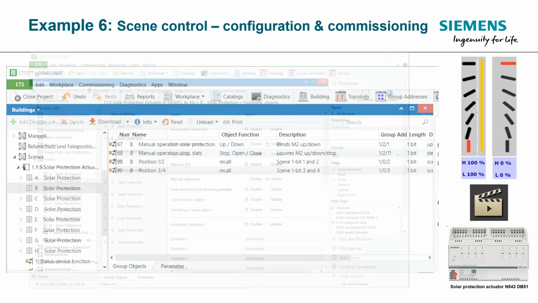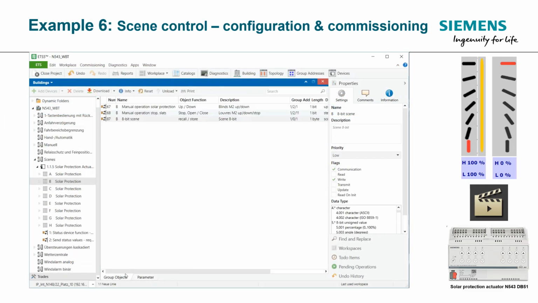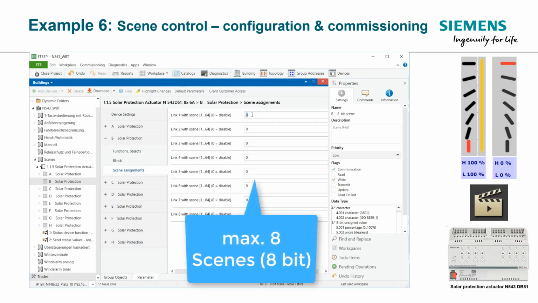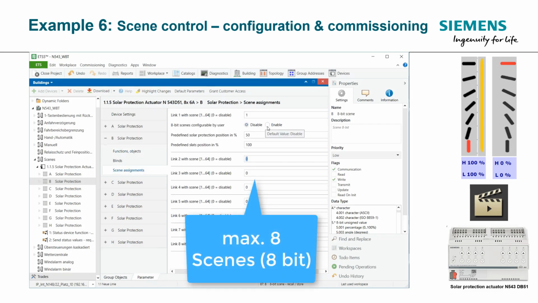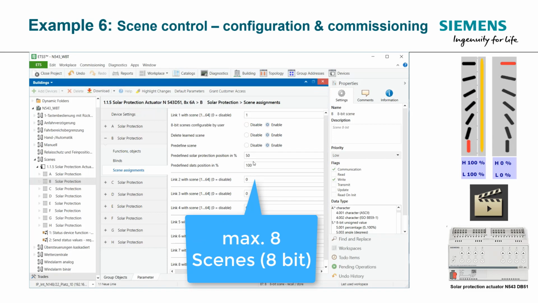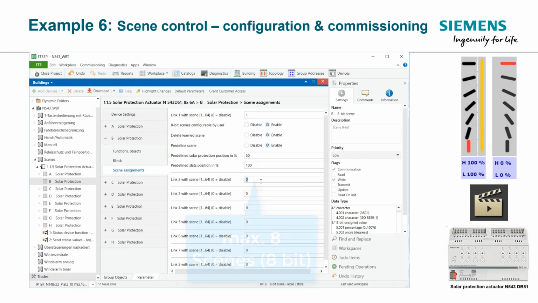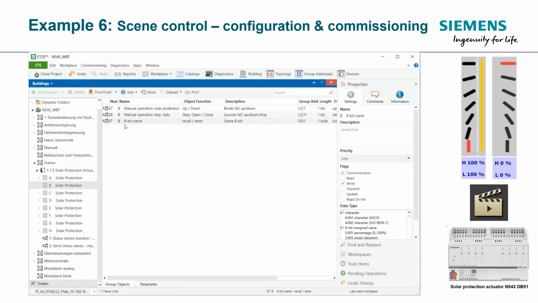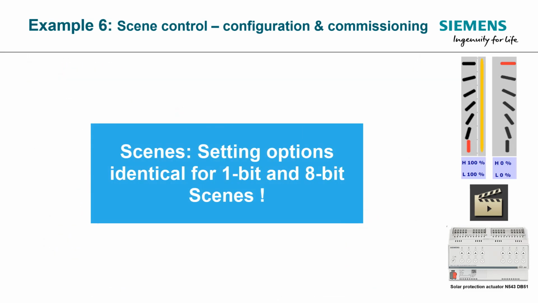For the 8-bit scenes, there can be up to 8 different channels, which can be freely defined in the range from 1 to 64. Since 1 object per channel is also created here, they can also be used independently or grouped via the same group address. Both scene types have several setting options in common. Therefore, I will only show it here using the example of the 1-bit scenes.